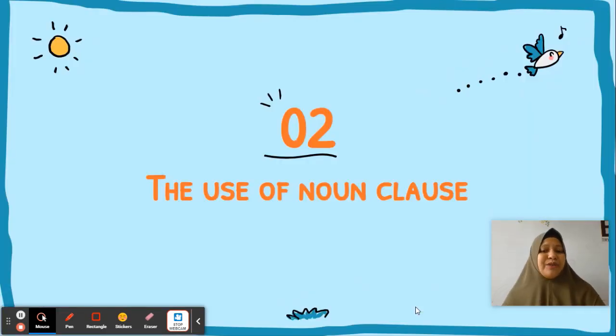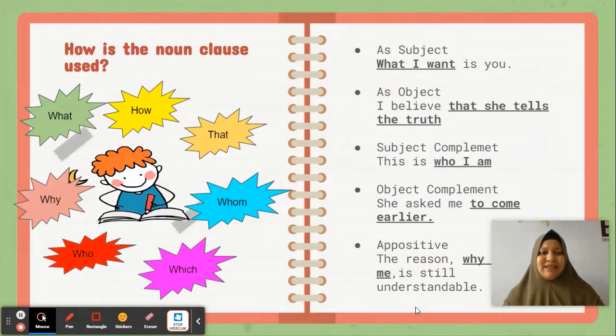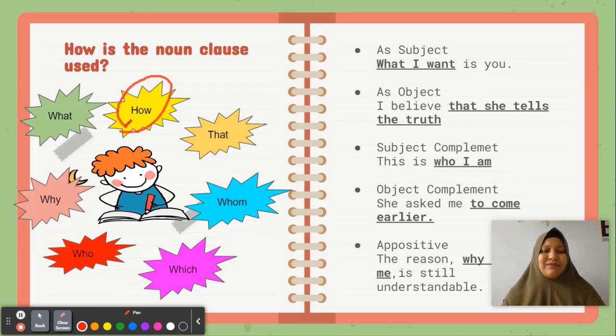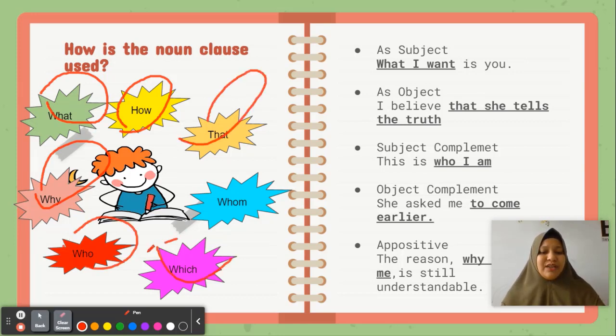Okay, the next is how do we use noun clause? Pay attention to this. How is the noun clause used? We have so many relative pronouns here, or WH quantifiers, or even the that clause. We have how, and then we also have what, why, that, who, which, and whom. These relative pronouns are usually used in noun clauses as subordinators.